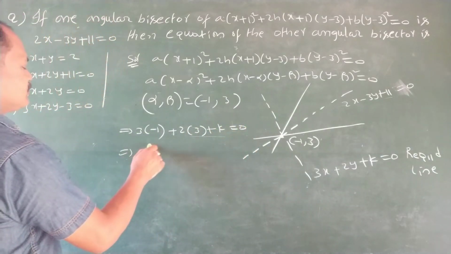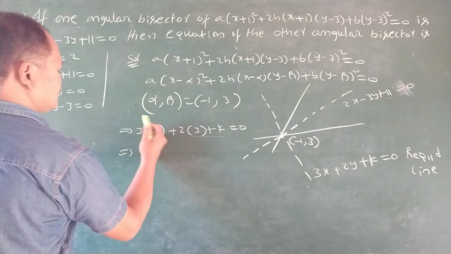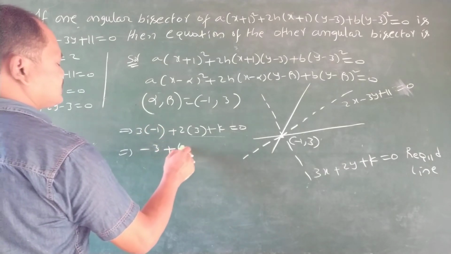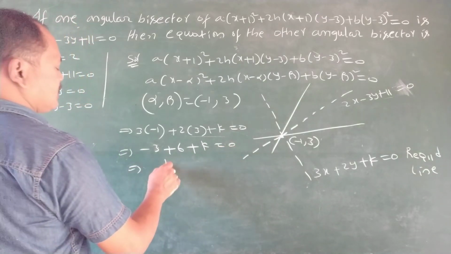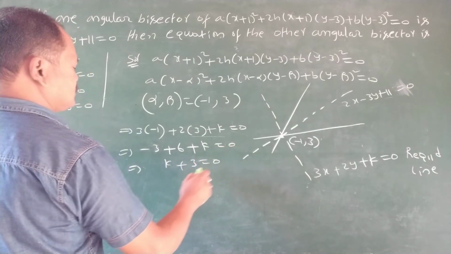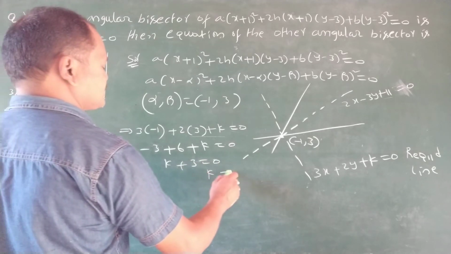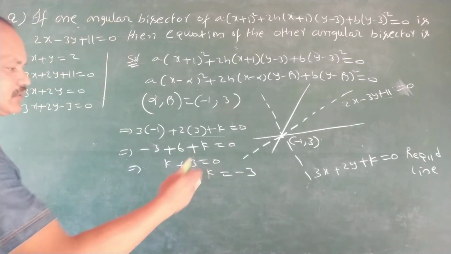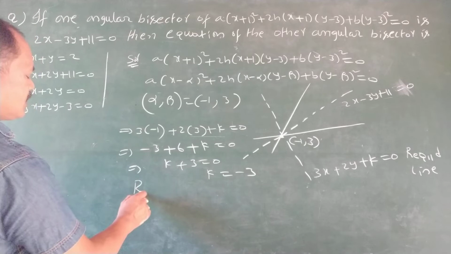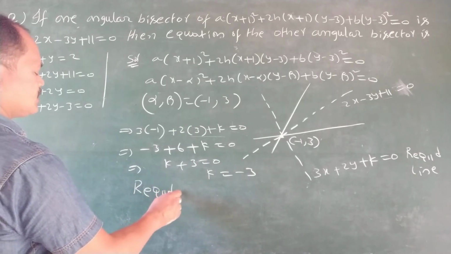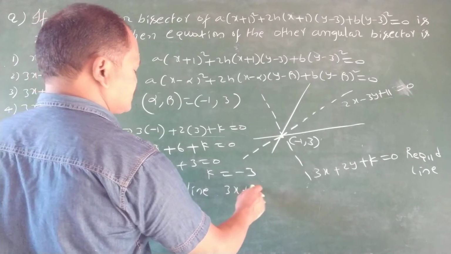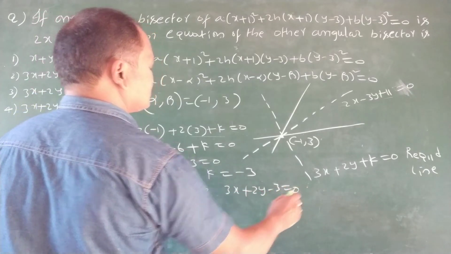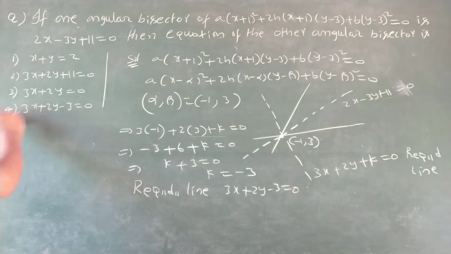Now from this, it is -3 plus 6 plus k is equal to 0. Now from this, k plus 3 is equal to 0. That's why k is equal to -3. Now the required line is, what is the required line? The required bisector, another bisector, is 3x plus 2y minus 3 is equal to 0. That is in the fourth option.